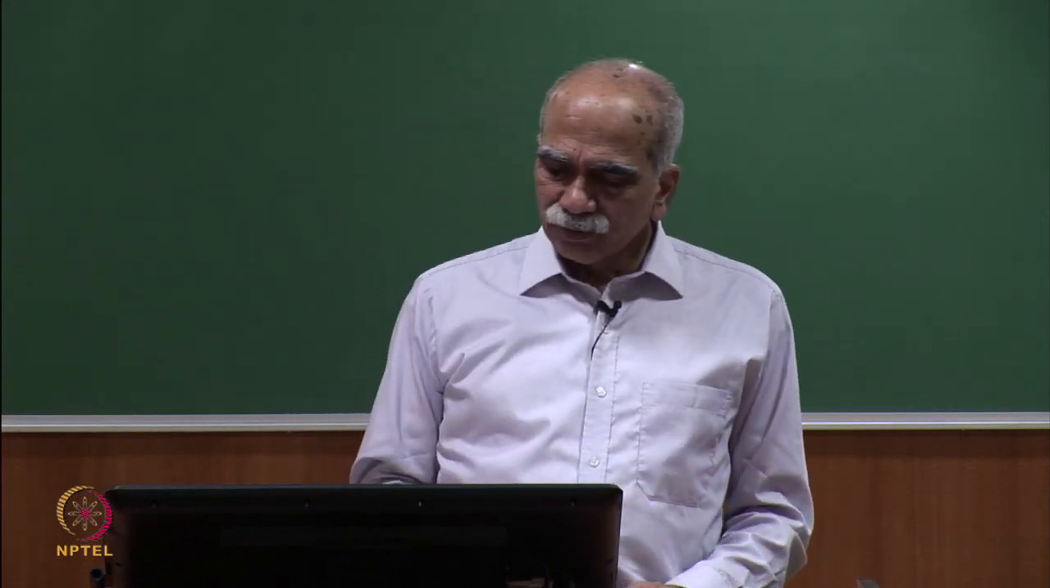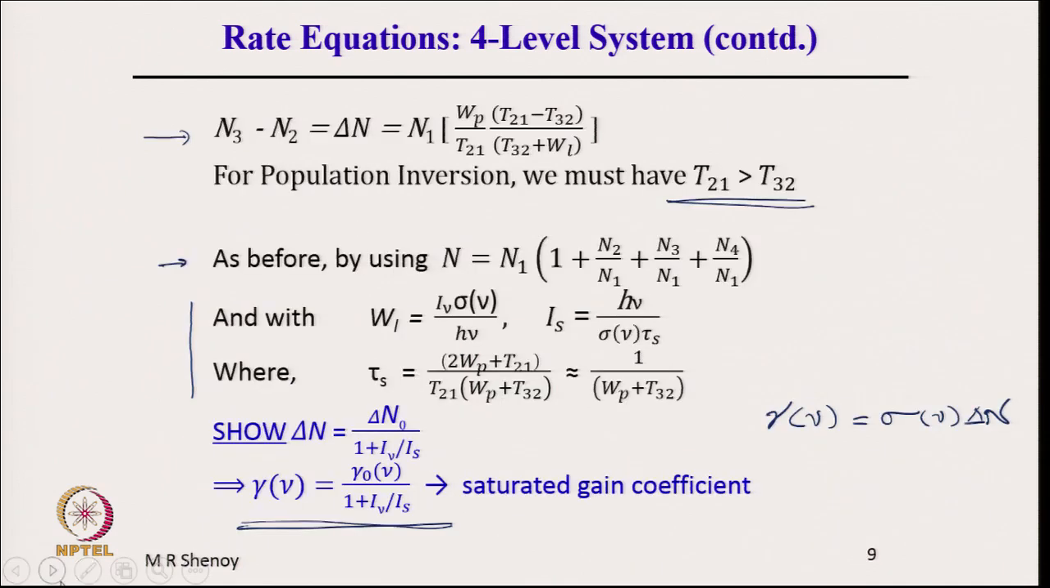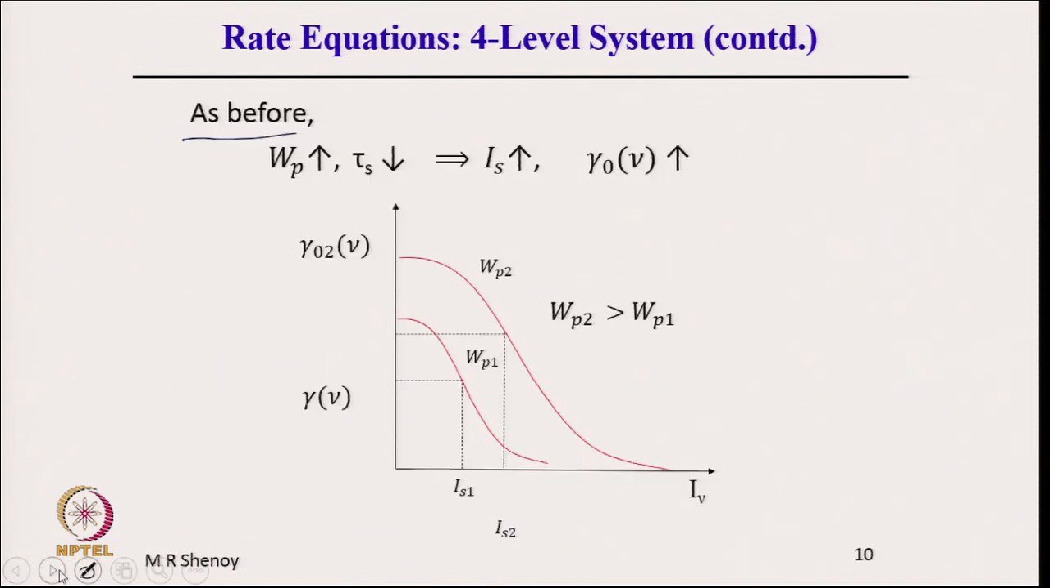As before, the discussion is the same. If WP increases, tau s decreases, as we can see from the expression. This WP is negligible compared to the T21 here, and therefore, if WP increases, tau s decreases. That implies the saturation intensity IS increases, and also gamma 0 of nu increases.